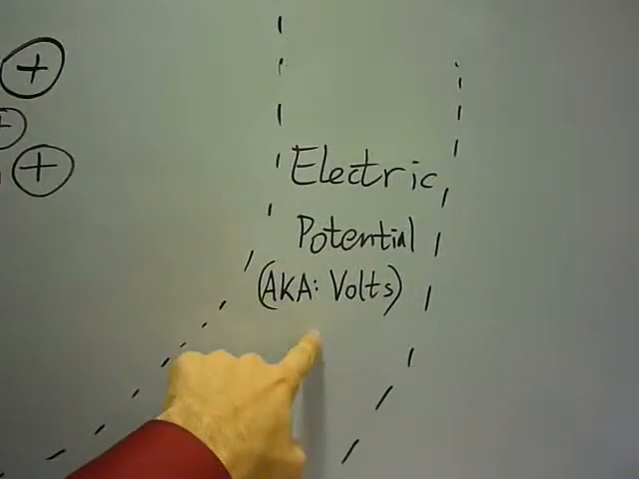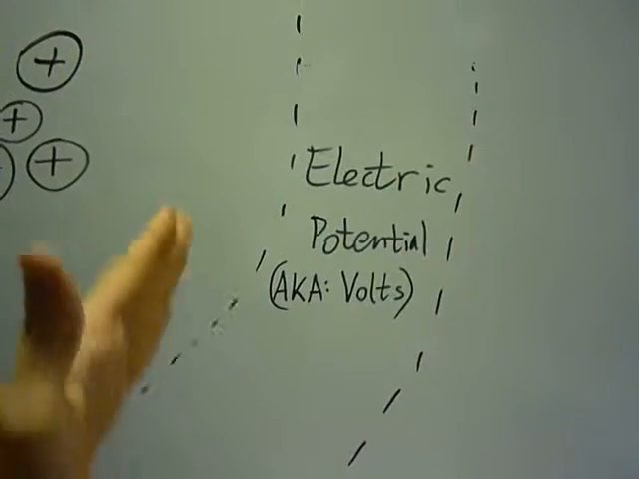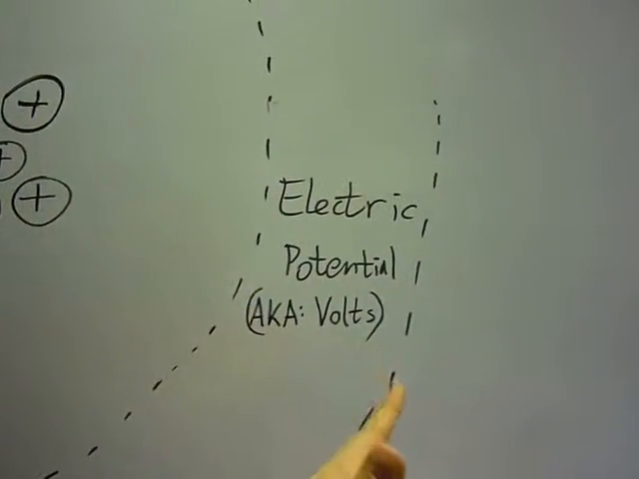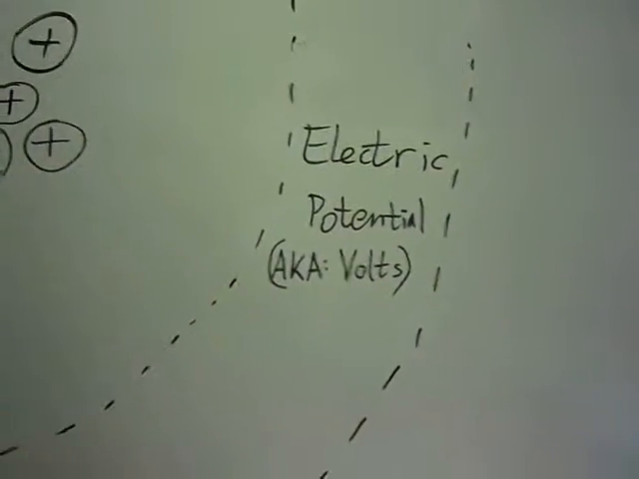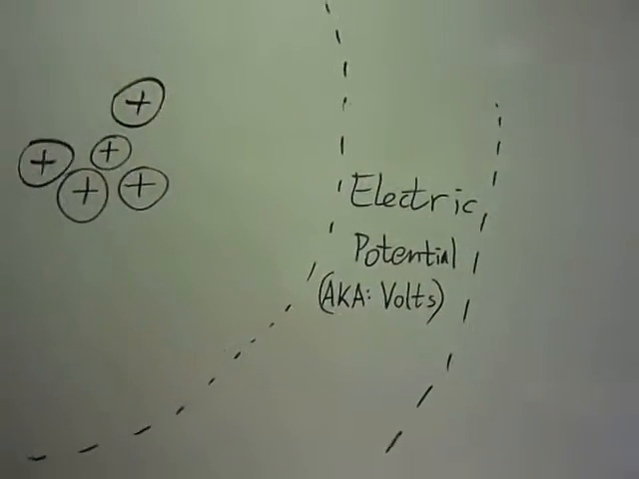This is also known as volts, but volts are potential difference, so like if you were to measure the difference between these two lines, that would be measured in volts. Potential itself is the state function of voltage.